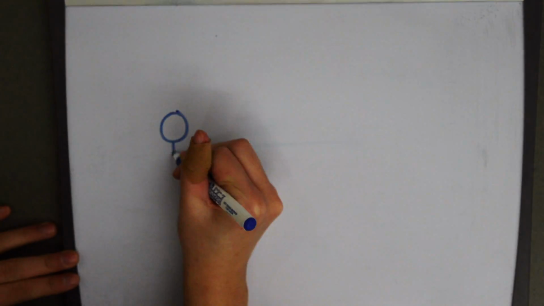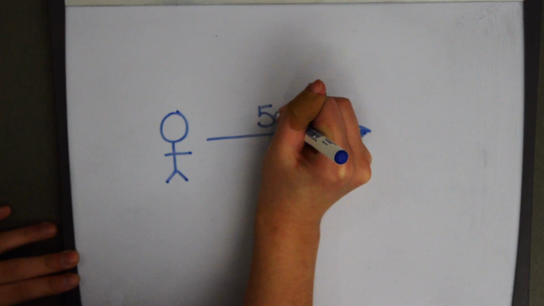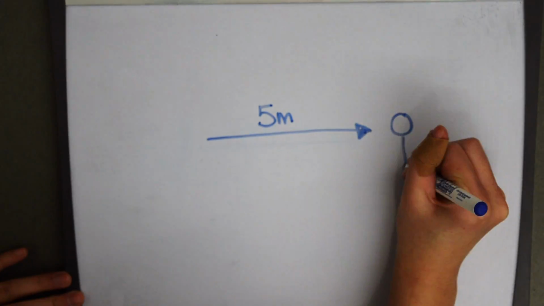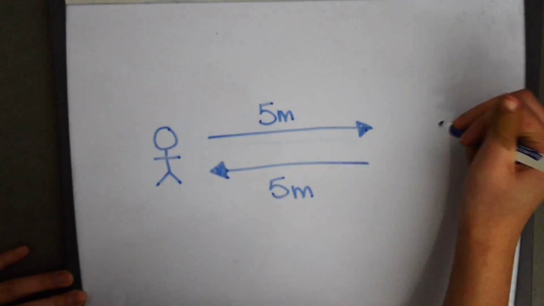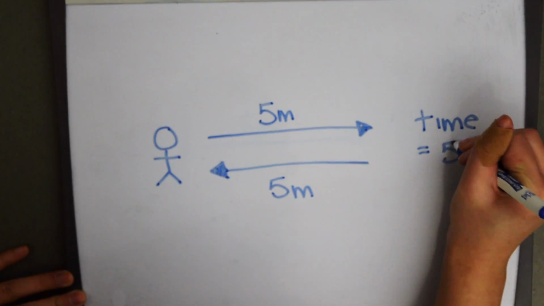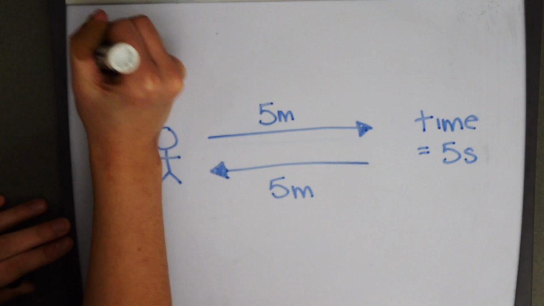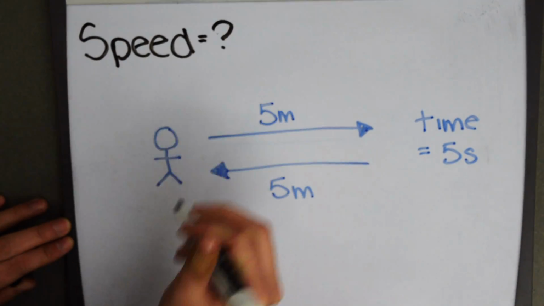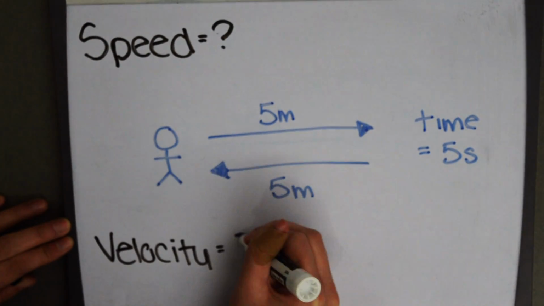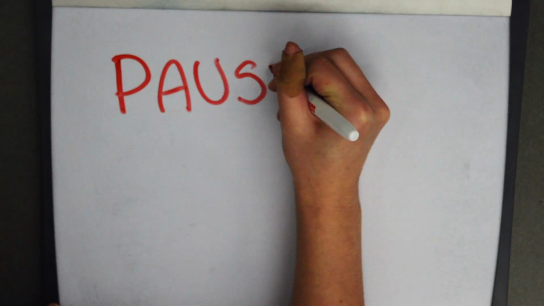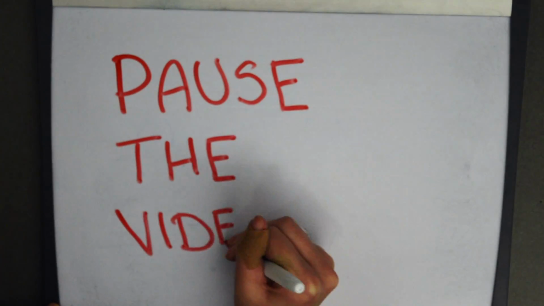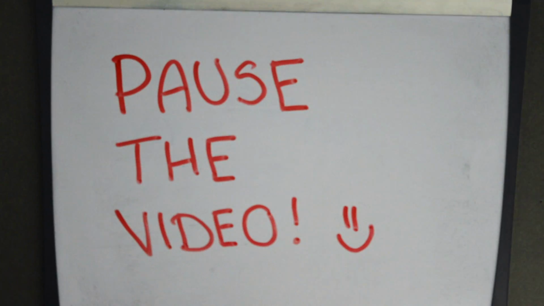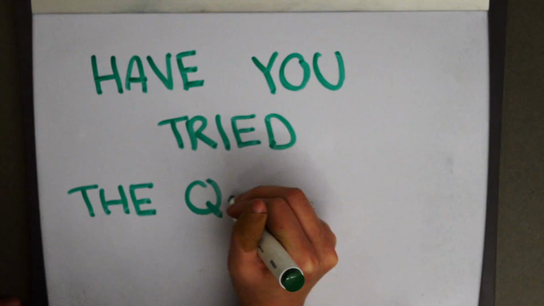Using these two formulas, attempt to calculate the speed and velocity of person A. Now remember, the person started off at location A and walked 5 meters to the right and 5 meters to the left, right back to where the person started. He took 5 seconds to do this. Pause the video and attempt this problem. Once you have tried it, continue the video. Have you attempted the question?